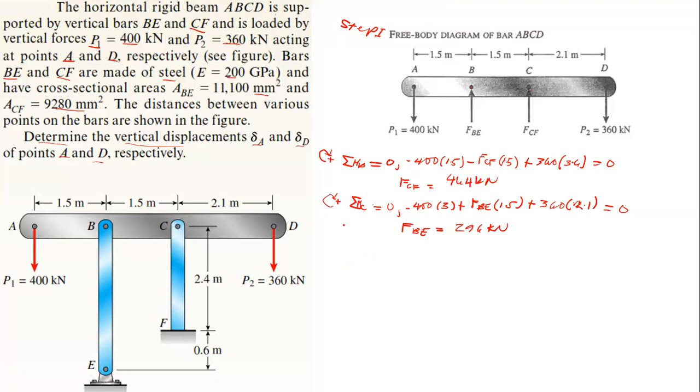So the next step is we're going to apply the deformation equation, delta is equal to PL over AE. First, the shortening of bar BE. As you have seen, our bar BE is under compression, so it is shortening. It is not stretched but shortened. Okay?